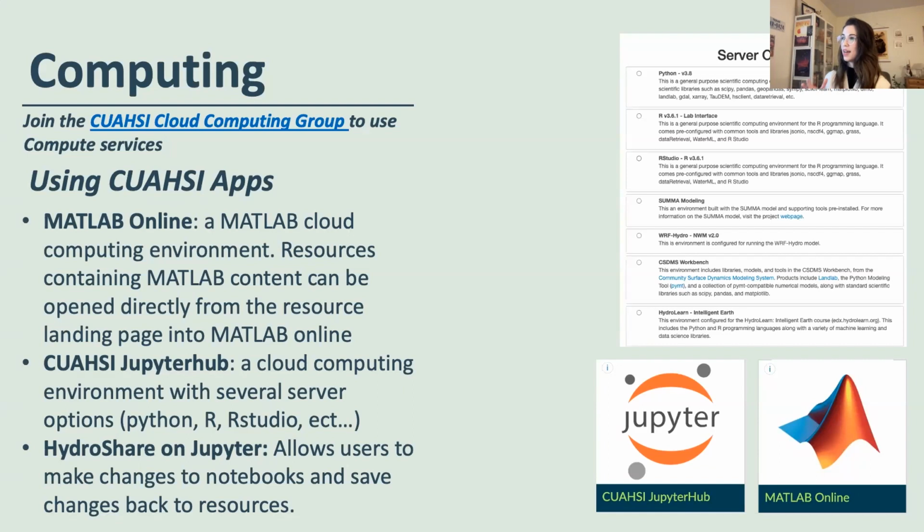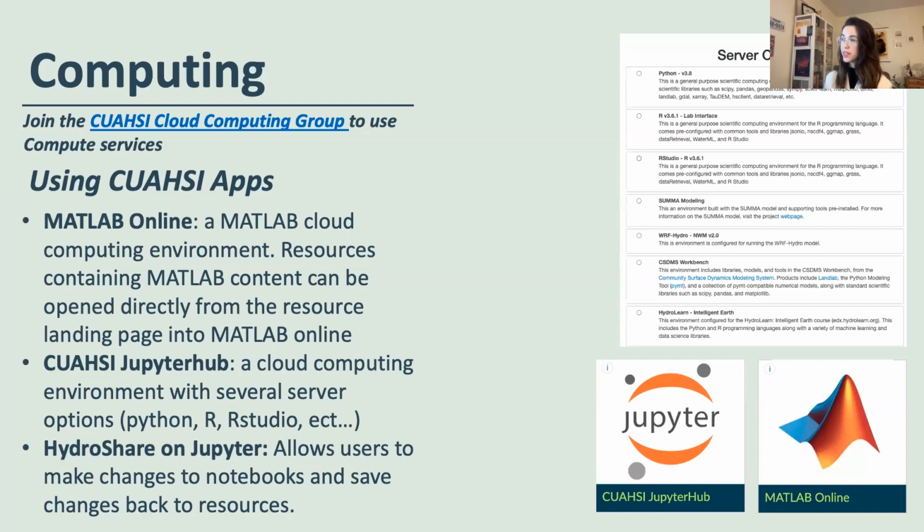MATLAB Online is a MATLAB cloud computing environment, and resources stored in HydroShare containing MATLAB content can be opened directly into MATLAB Online. And then you can operate on them, do data analysis in MATLAB Online if you want to, and then you can actually save the products back to your HydroShare resource. And this MATLAB Online license is free to use with your HydroShare account. You just need to join the compute team, or the compute group. And requests to join that group are approved very quickly.